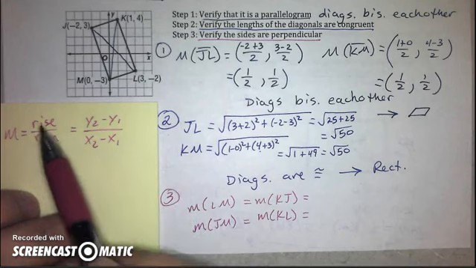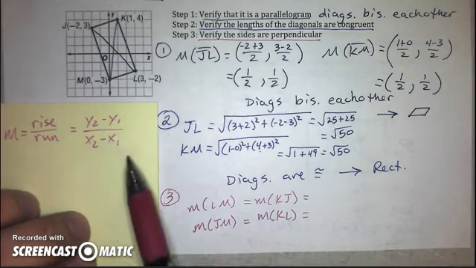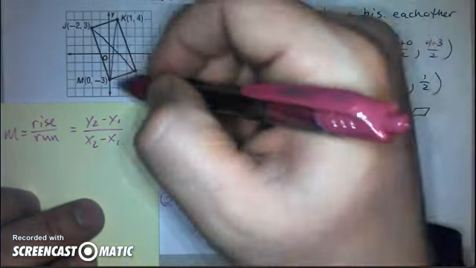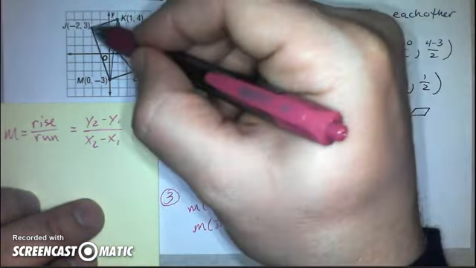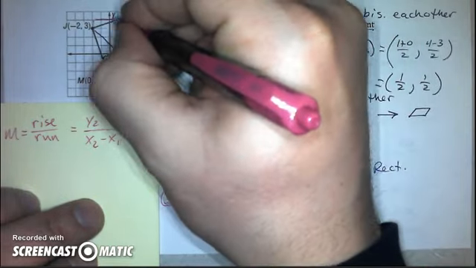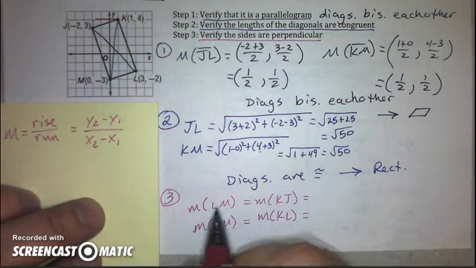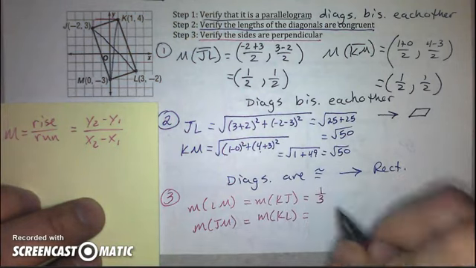Now remember, slope is just rise over run. You can do the y2 minus y1 over x2 minus x1, but since they give you the graph, all we have to do is count the slope. So these sides JK and ML or LM go up 1 over 3. So JK or KJ and LM have a slope of 1/3.